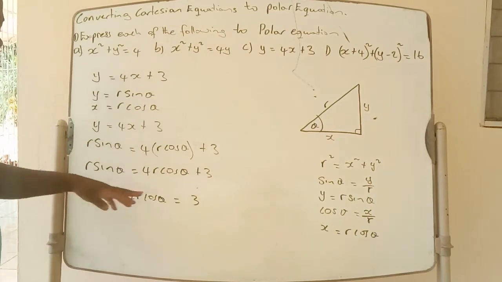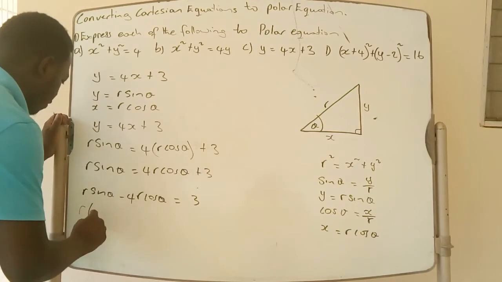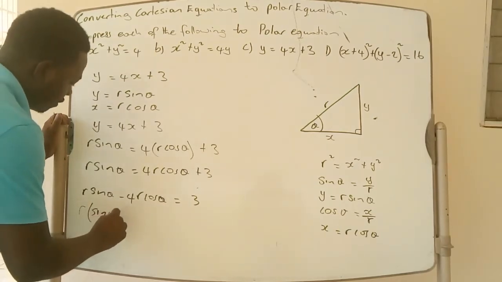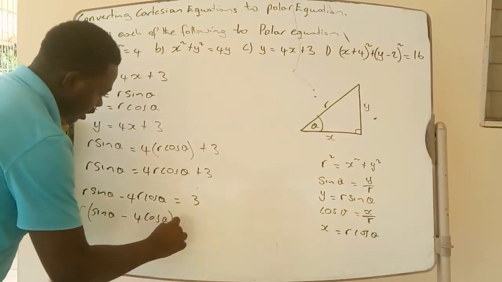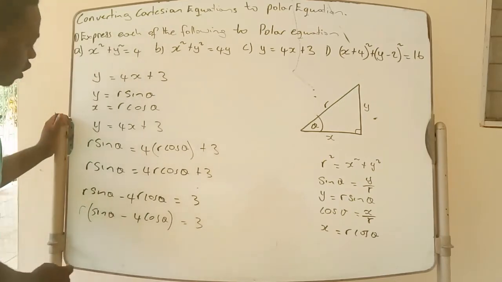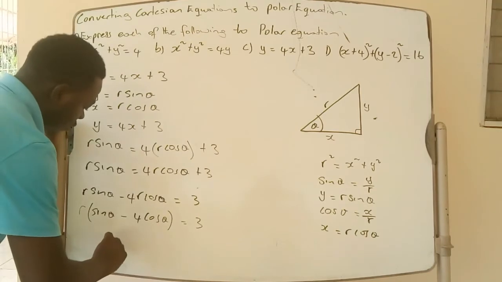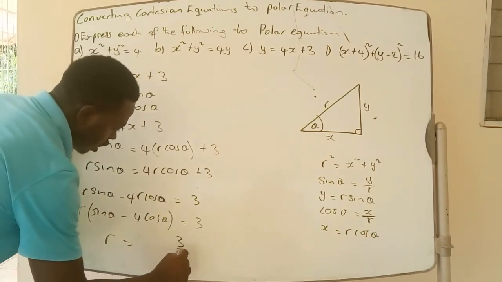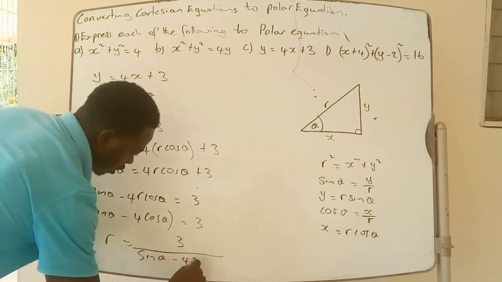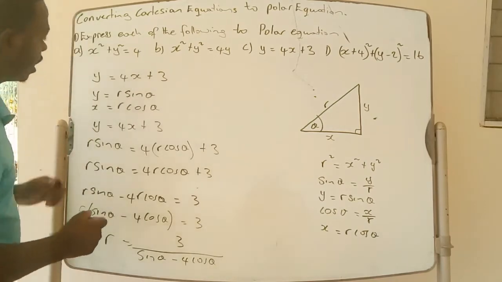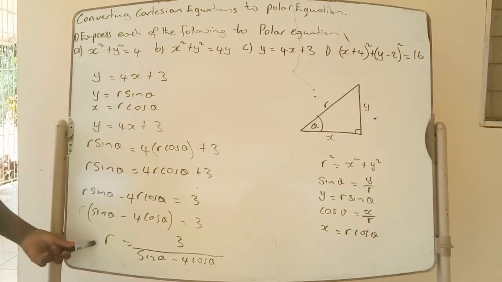So here we have r common to both terms. We can factor out r. So r, factor out r of the first term, we have sin θ left. Factor out r out of the second term, we have 4 cos θ, is equal to 3. Now we can just divide both sides by sin θ minus 4 cos θ. So on this side we're left with r is equal to 3 all over sin θ minus 4 cos θ, right? And that is how you convert this Cartesian equation to polar equation.